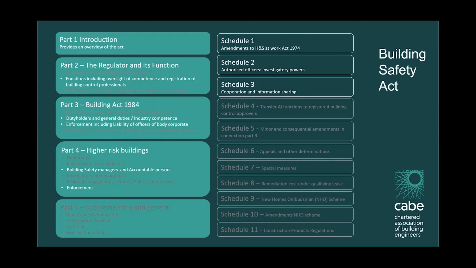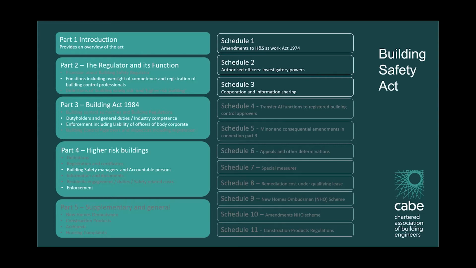And then the bulk of what we're going to look at is in Part 3 of the Building Safety Act, which refers to amendments to the Building Act 1984, which is the basis for these requirements applying to all types of building work, although there are different requirements for higher risk buildings. Part 3 looks at duty holders and general duties and industry competence, and enforcement, including liabilities of officers of body corporate, which I'll talk about in a moment.